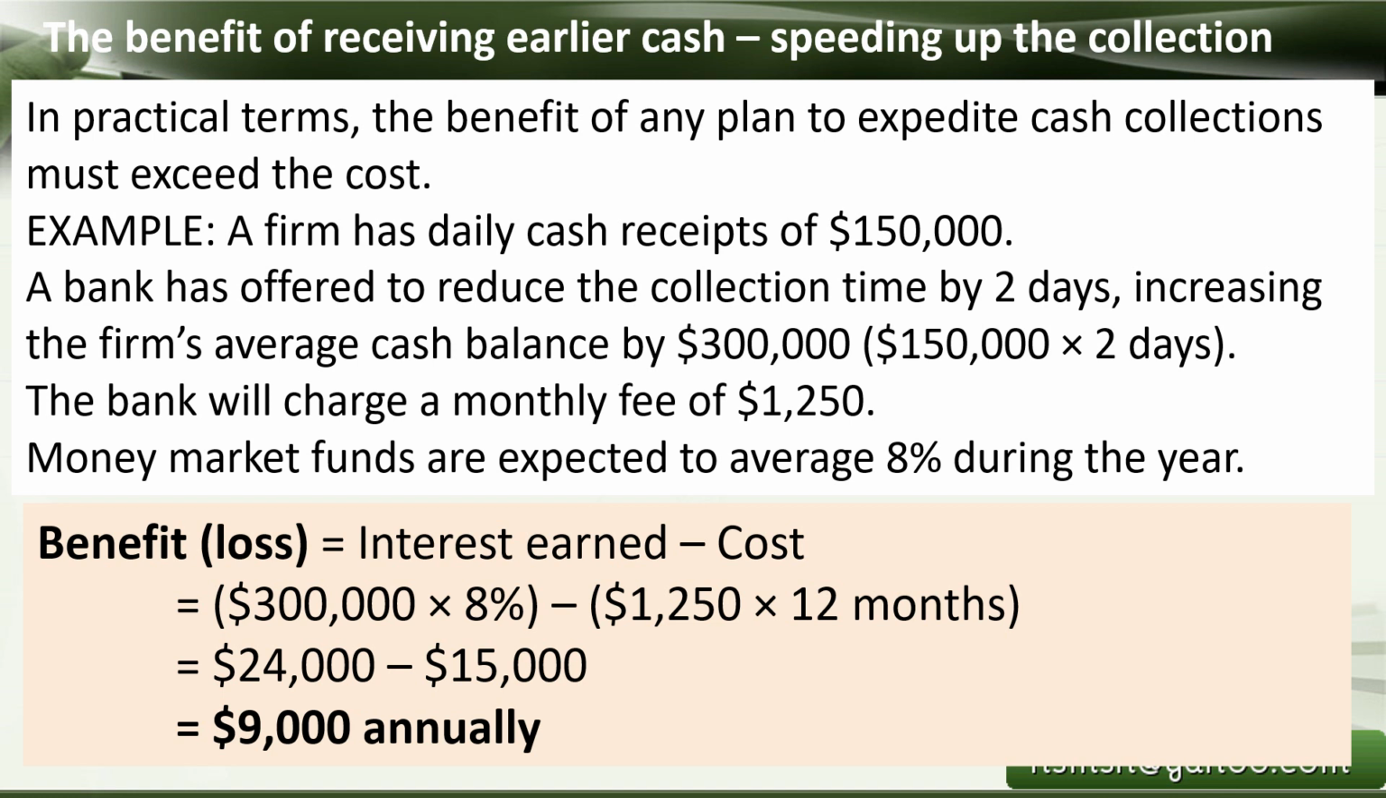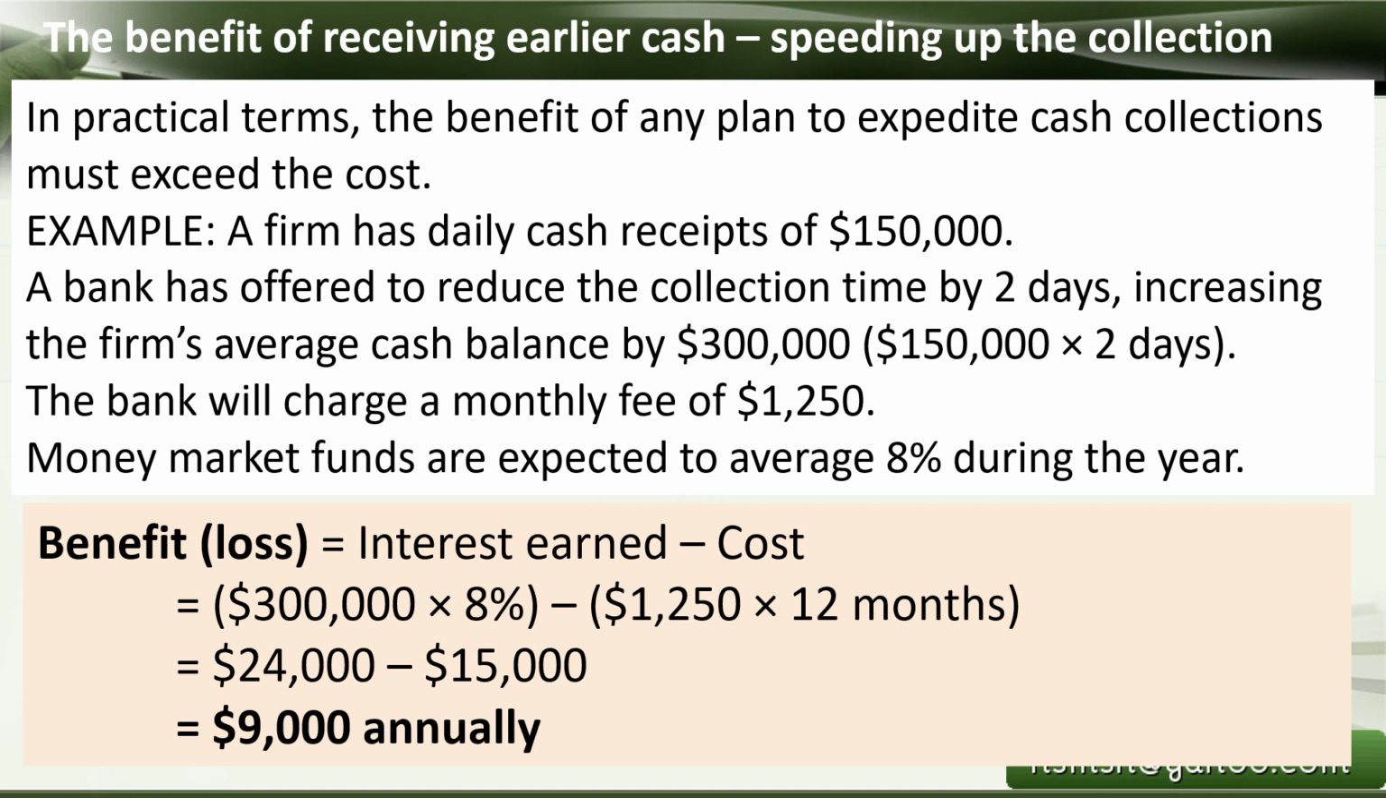A firm has daily cash receipts of $150,000. A bank has offered to reduce the collection time by 2 days, increasing the firm's average cash balance by $300,000. That means 2 days of $150,000, so it is increasing the average cash balance by $300,000. The bank will charge a monthly fee of $1,250 in order to reduce this collection period. So that is why the bank will charge $1,250 as a monthly fee.